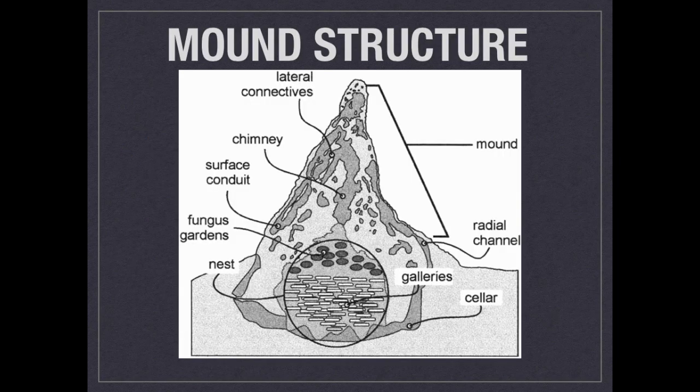Now let's look at the structure of the mound. The nest is located below the ground. It consists of a central nursery with the royal cell and the fungus gardens. There exists a network of tunnels that merge to form a central chimney, and the chimney extends to lateral connectives, which lead to surface conduits and a porous surface layer. Notice that the nest is completely underground. This is important for maintaining a constant temperature within the nest.